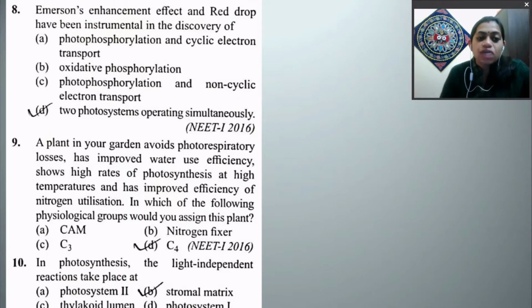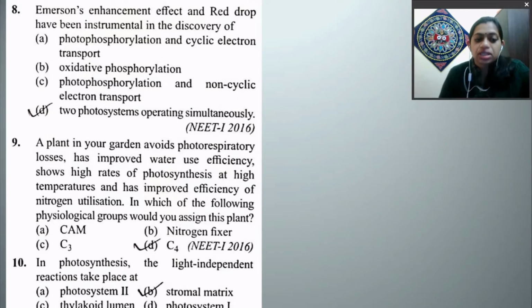9: a plant in our garden averts photorespiratory losses, has improved water use efficiency, shows high rates of photosynthesis at higher temperature and has improved efficiency of nitrogen utilization. In which of the following physiological groups would you assign this plant? CAM, nitrogen fixers, C3 or C4. So all जो characters हैं ये C4 plants के हैं, तो right answer will be D.